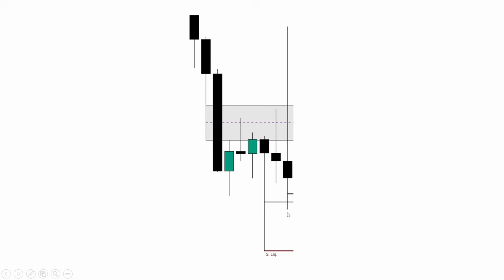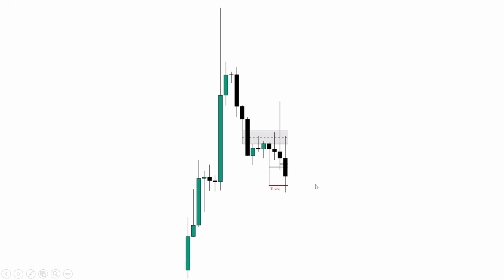Very, very important. The aim is not for price to trade into it and start trading up. If price is coming to this sell side liquidity, then the consequent encroachment of wicks like this will be used as more like an anchor, something to support us to this sell side liquidity. That's it.